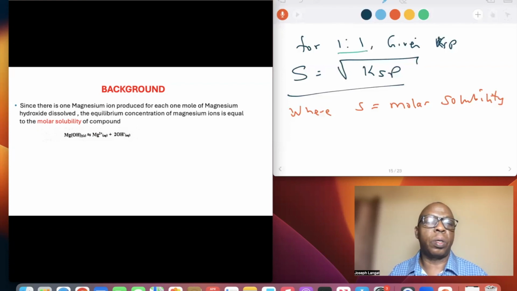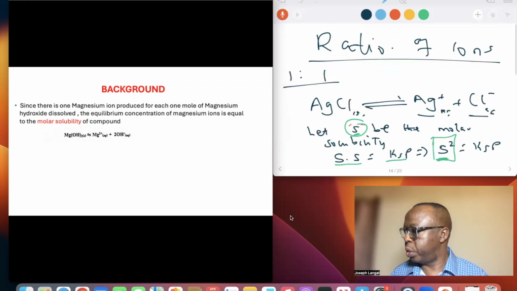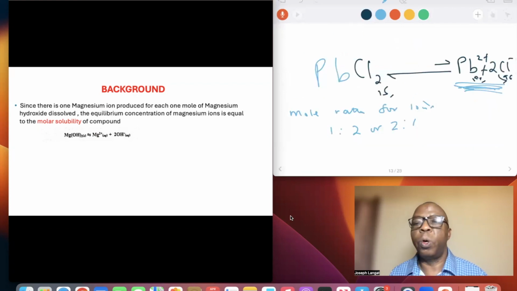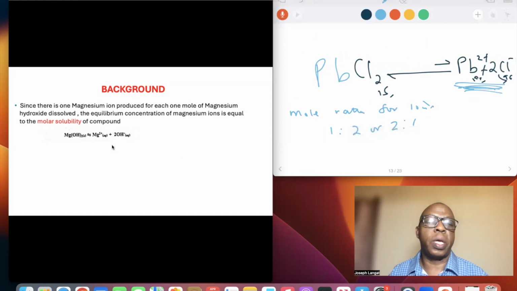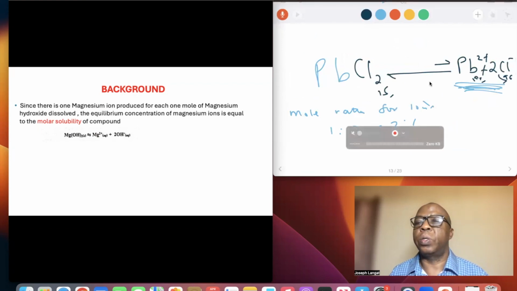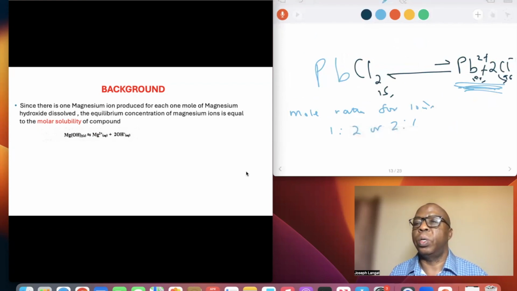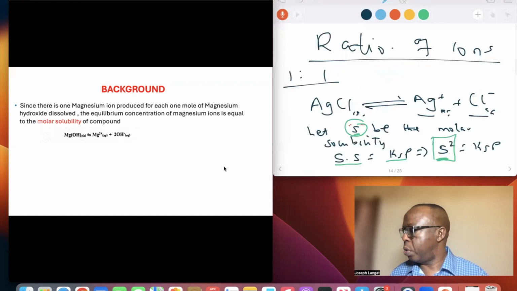However, to get the molar solubility for a 1 to 2 or 2 to 1 ratio, such as magnesium hydroxide or lead II chloride, it's slightly different. How do we go about that?